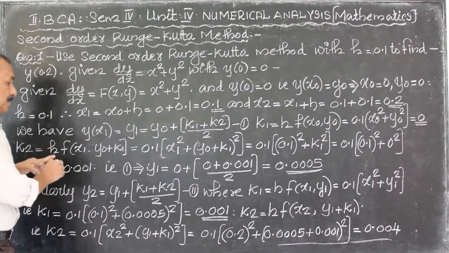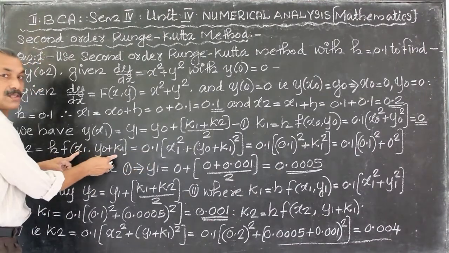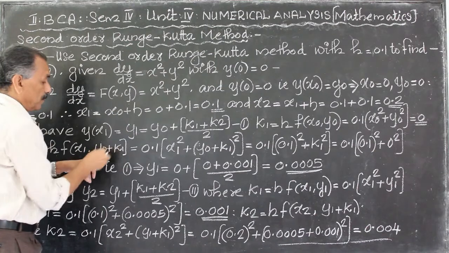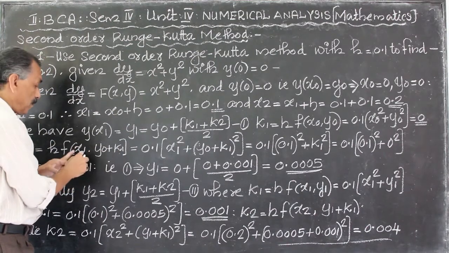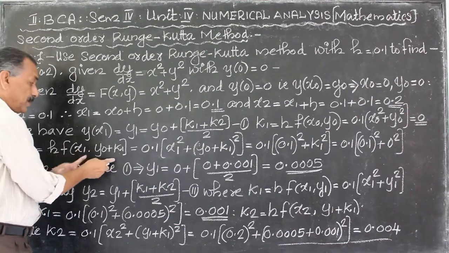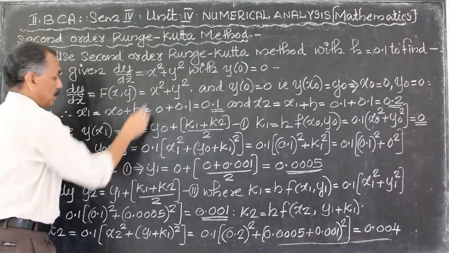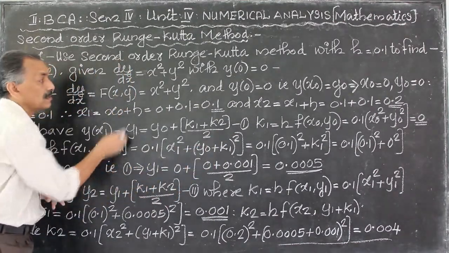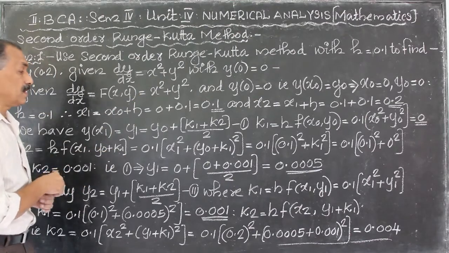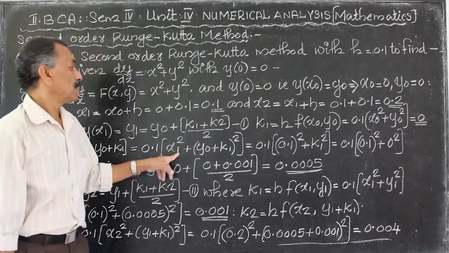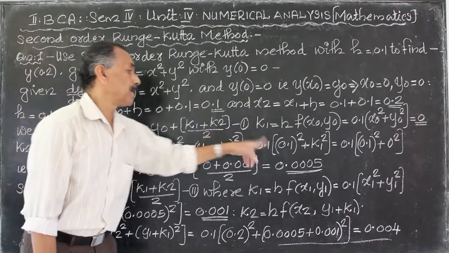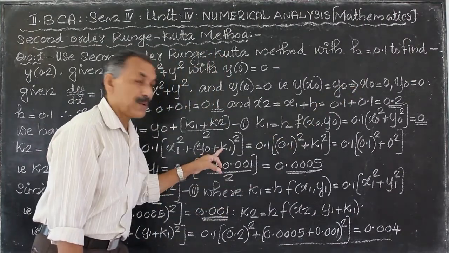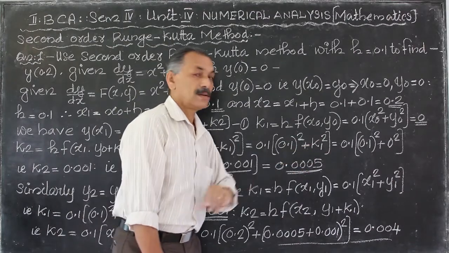That is h into f of x1, y0 plus k1. In f of x, y, we put x1 in place of x and y0 plus k1 in place of y. So f is x1 square plus (y0 plus k1) square, that is equal to 0.1 into (0.1 square plus (0 plus k1) square). What is k1?